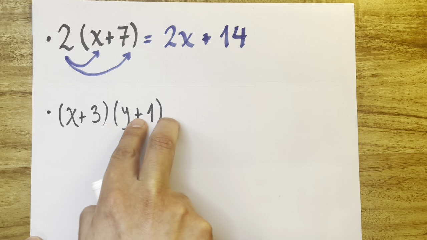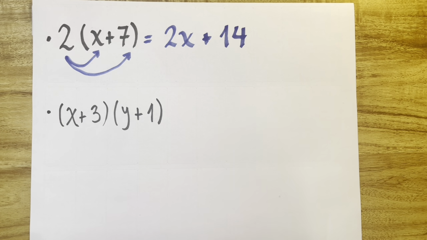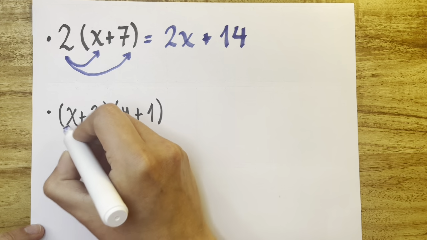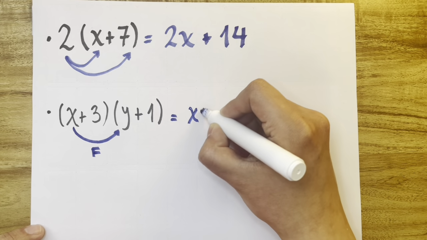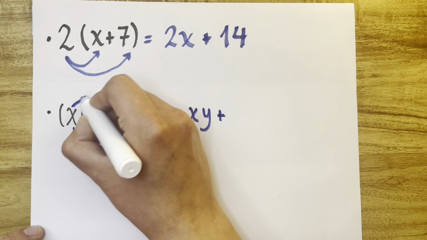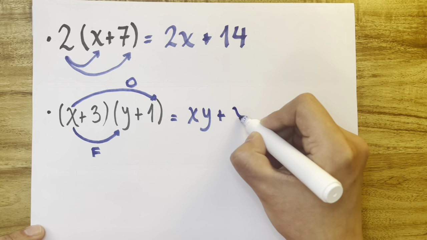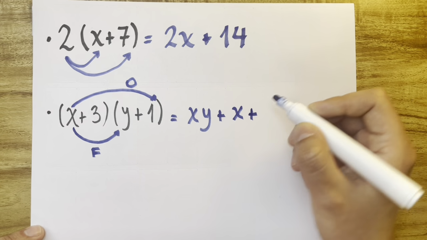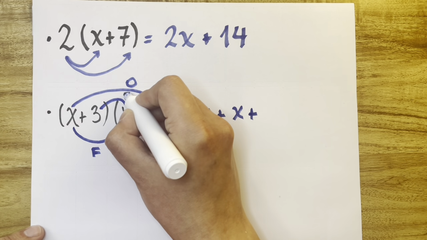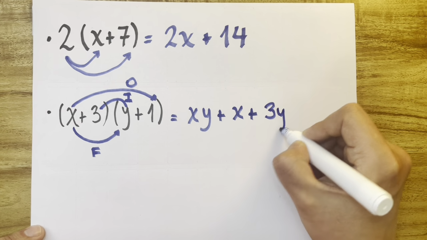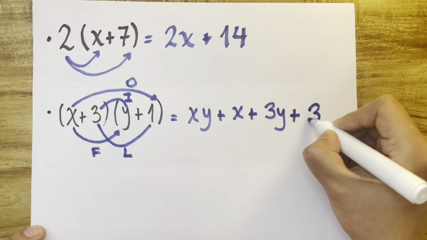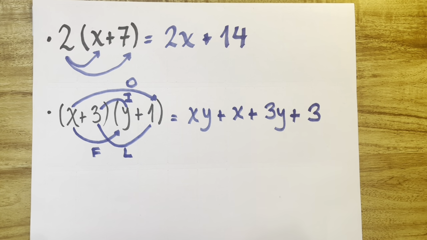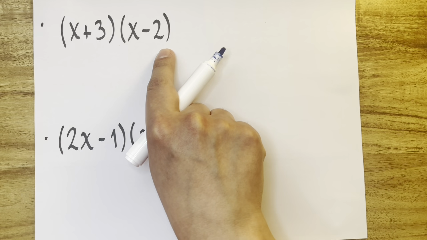Here we have a sum times another sum. So here we can apply our FOIL method. We multiply the first terms, so we have x times y, plus then the outside terms, so we have x times 1, which is just x, plus the inside terms, that will give me 3y, and finally the last terms, 3 times 1, which is 3. And that would be it. So what about this one?